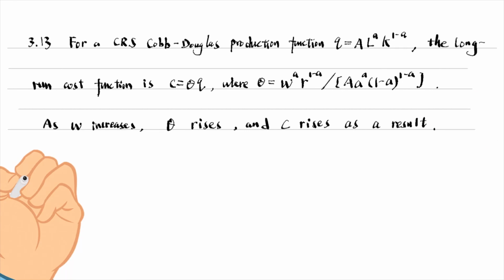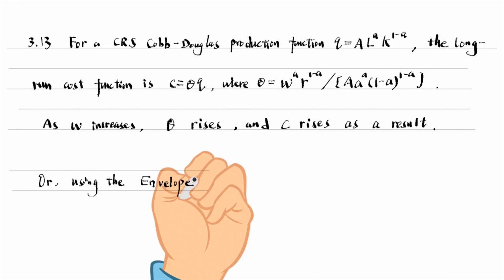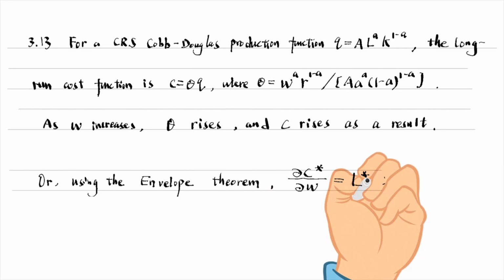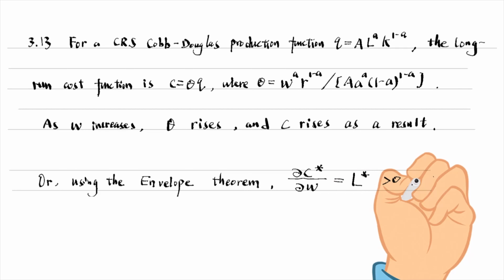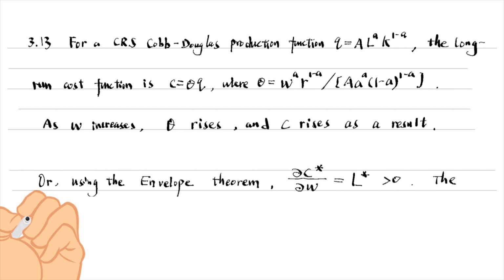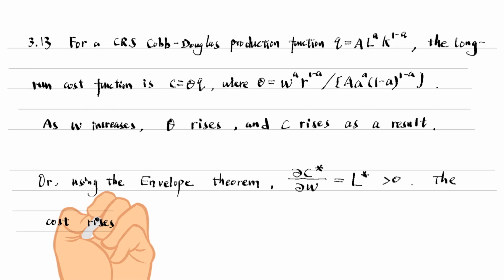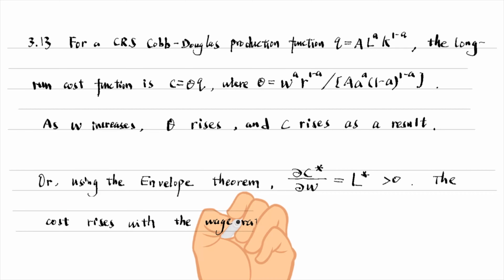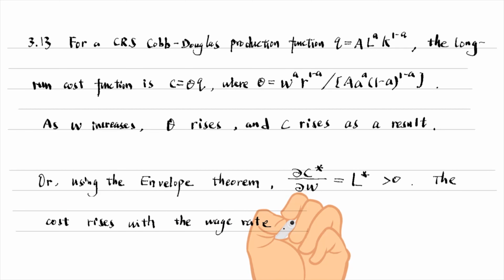Or we can use the envelope theorem. The derivative of the cost function with respect to the wage rate equals the optimal amount of labor, which is positive. So the cost rises with the wage rate. If you are interested in the envelope theorem, please find the proof at the end of this video.